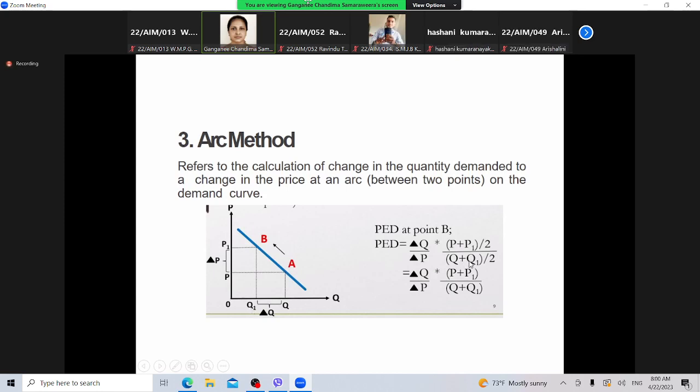Then Q plus Q1 divided by 2. Then finally it does not come as just P and Q, but P plus P1, because we need to take the midpoint of that and the midpoint of this. Then the 2 we can cancel, and we can take P plus P1 divided by Q plus Q1. Hope you have written this equation as well.